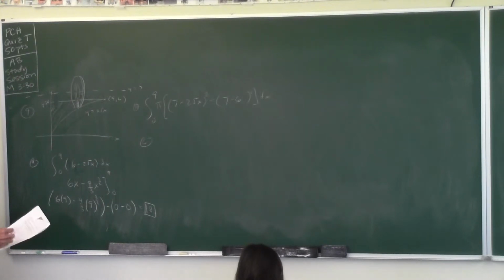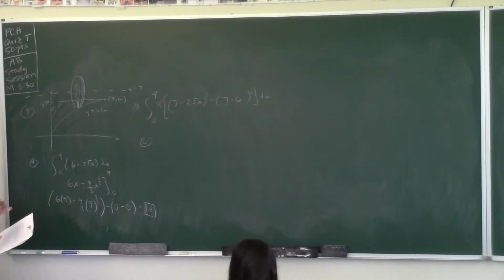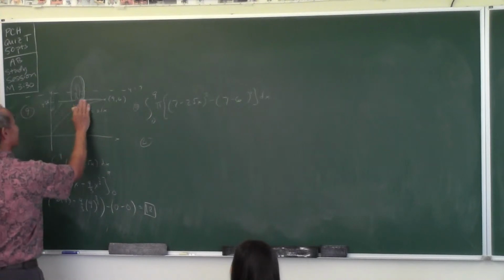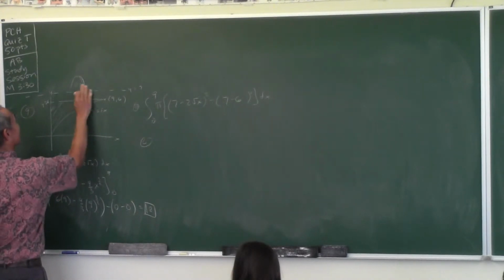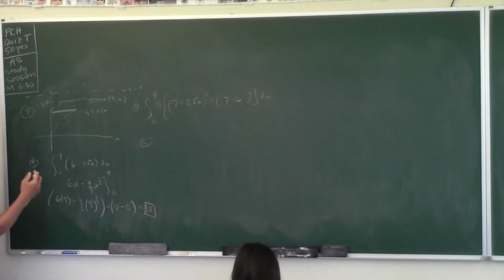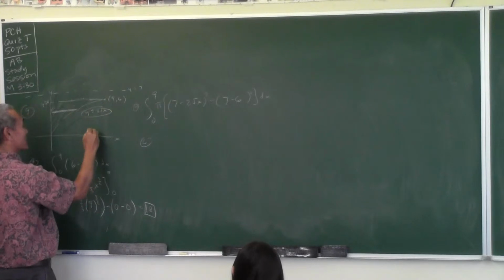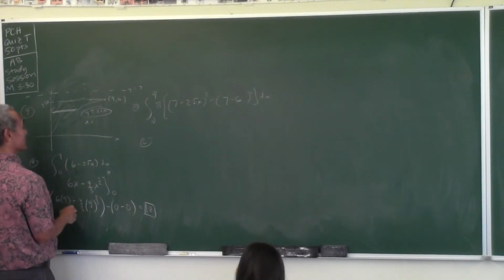I hope you guys read it because on the final exam you guys didn't read. See how they don't underline it? It says cross sections perpendicular to the y-axis. You guys better underline that word. So perpendicular to the y-axis, you gotta make a horizontal rectangle, which means you have to solve for x in this equation.